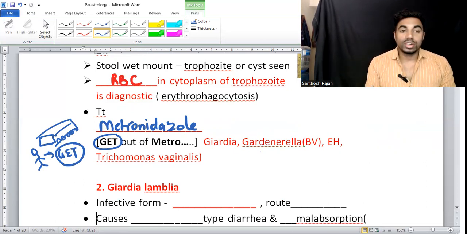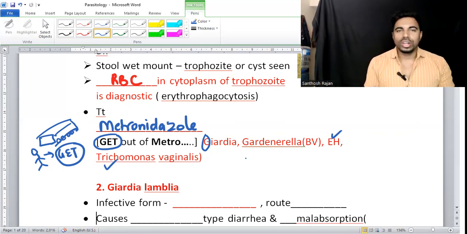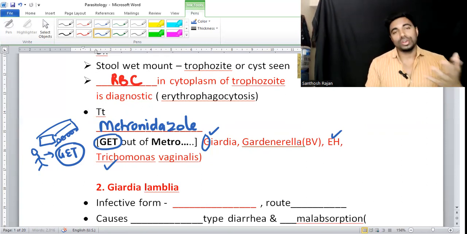There are two G's actually. One is Giardia and the other one is Gardnerella vaginalis, that is your bacterial vaginosis. Also, we give metronidazole, and E for Entamoeba histolytica, which we talked about now, and T for Trichomonas vaginalis. You're going to study that in a while. That's also a protozoa. So Giardia, Entamoeba histolytica and Trichomonas vaginalis are protozoa, and Gardnerella is a bacterium causing bacterial vaginosis. For that also you give metronidazole, and for anaerobes, of course.